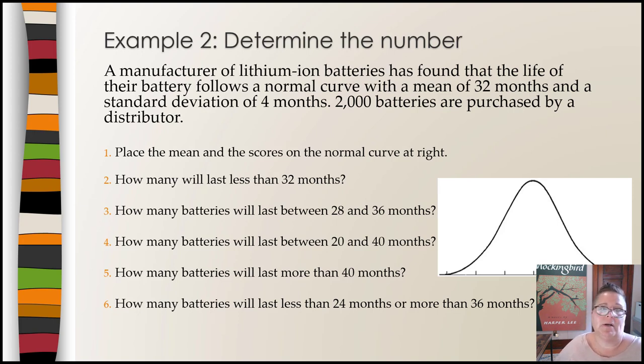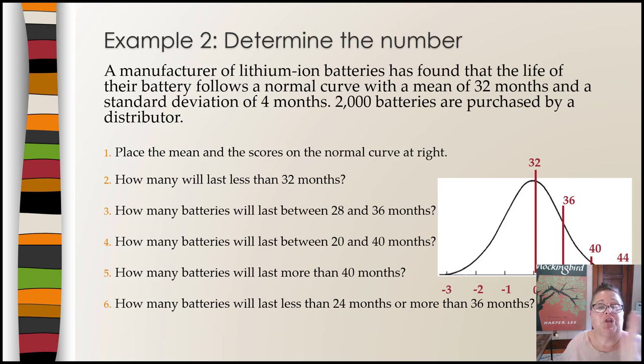First things first, we're going to place the mean and the scores on the normal curve. So the mean and the data points on that normal curve. So putting the -3 to 3 across the bottom and finding the center and placing the mean there. At the center, we have a mean of 32. With a standard deviation of 4 months, if I go one standard deviation above, I am at 36. A standard deviation above that would be 36 plus 4, or 40. And the third standard deviation would be another 4 added on, or 44.